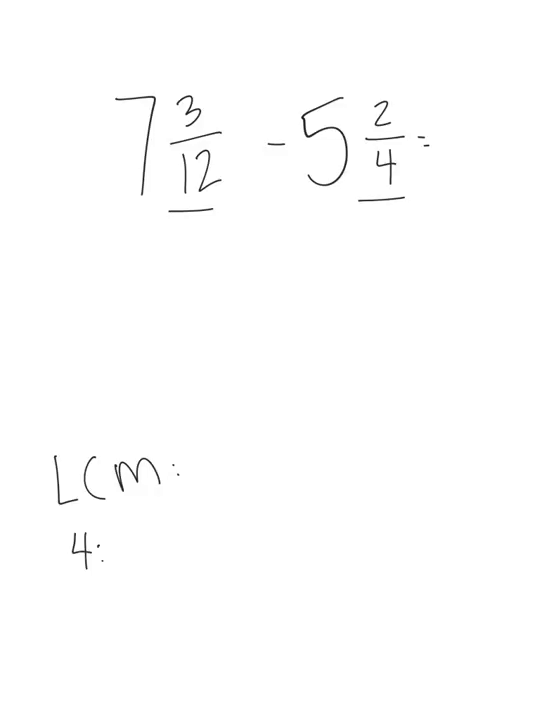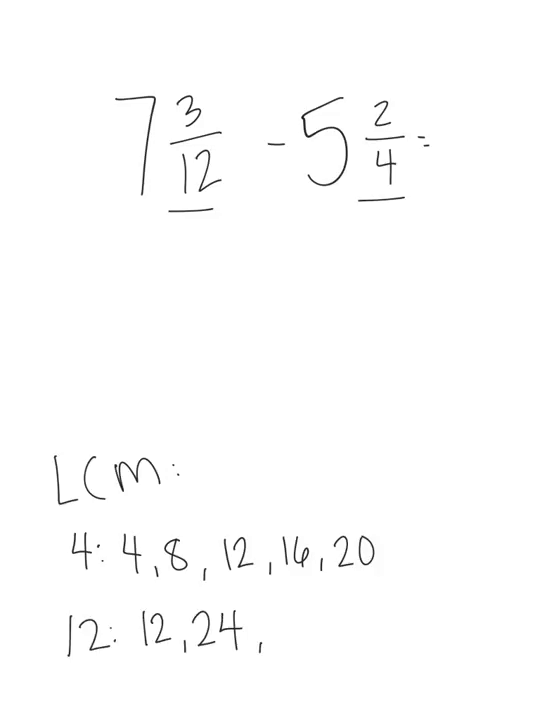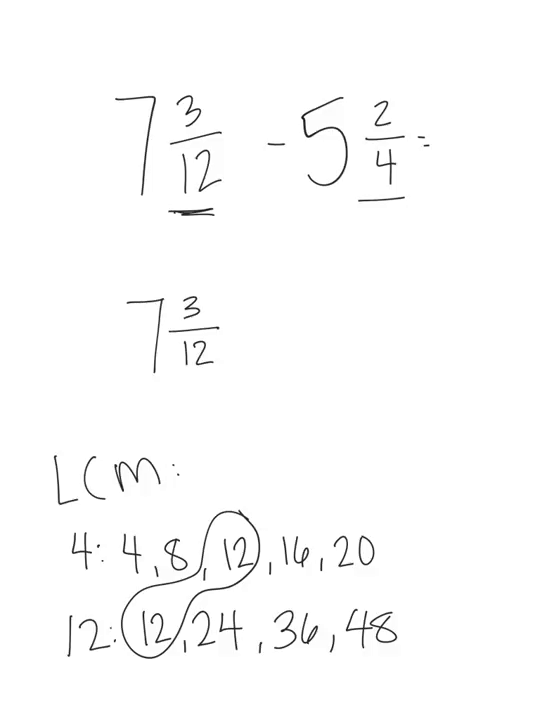Well, my multiples of 4 are 4, 8, 12, 16, and 20. And my multiples of 12 are 12, 24, 36, and 48. Okay. My least common multiple between the two is 12. So I want to make my denominator equal 12. Well, in 7 3/12, my denominator is already 12, so leave that the same. And then convert 5 2/4. Well, I know I can take 4 and multiply that times 3 to equal 12. And whatever I do to the bottom, I need to do to the top. So then that becomes 5 6/12.